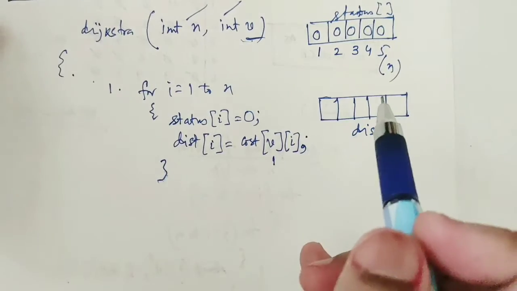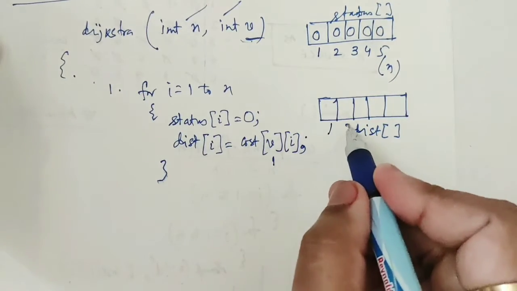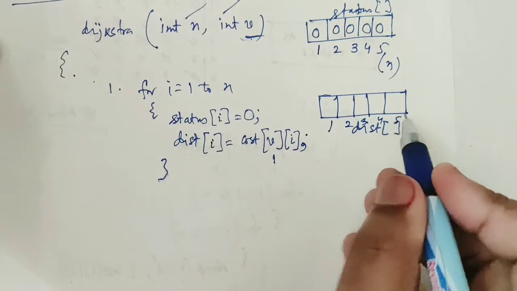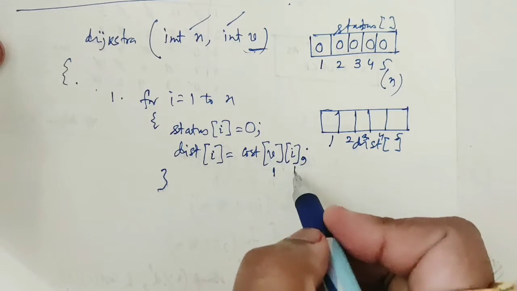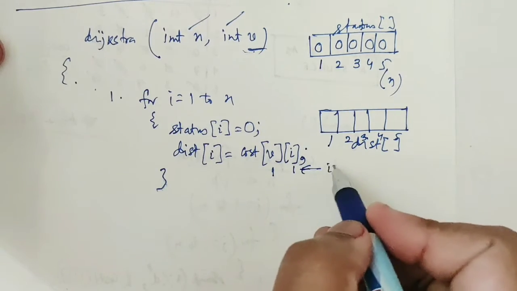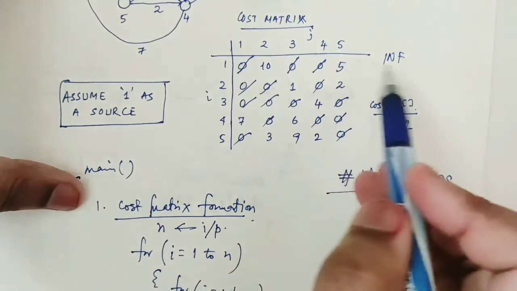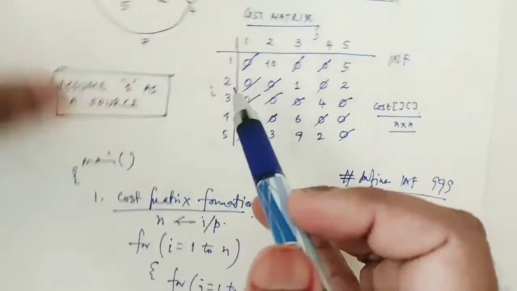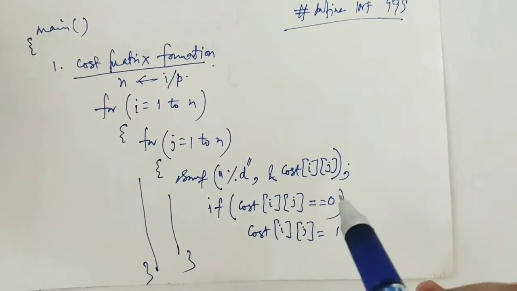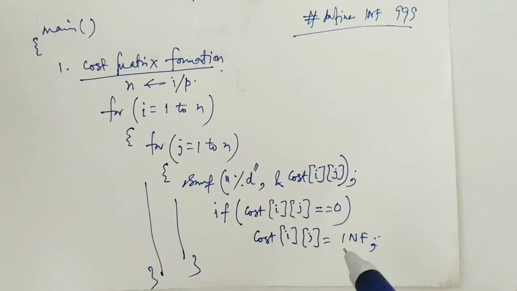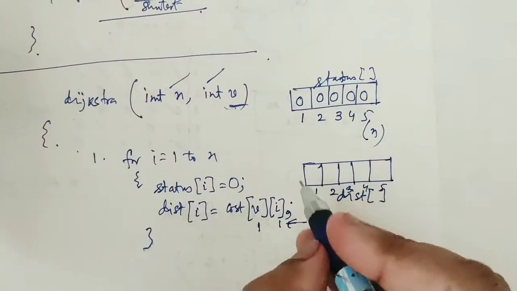But how can this dist array be formed? Dist of i, at the first iteration, is dist of 1, with positions 1, 2, 3, 4, 5. Dist of 1 equals cost of v, i, that means cost of 1, 1 when i equals 1. What is cost of 1, 1? Cost of 1, 1 is infinity, because initially it was 0, but as we made the decision making block here, all zeros were replaced by infinity, INF. So cost of 1, 1 is INF.